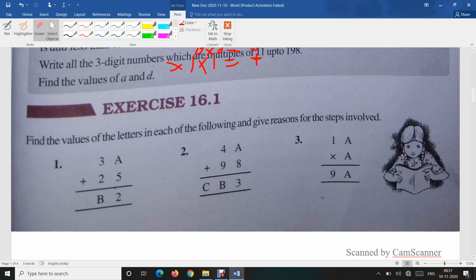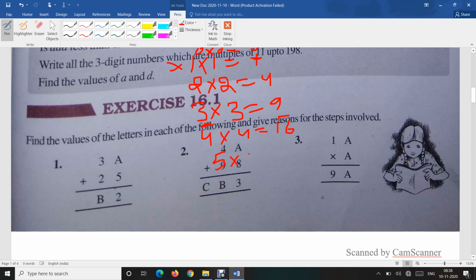Now this time you have to multiply the same numbers by itself so that you can get the result. 2 multiplied by 2 is 4. 3 multiplied by 3 is 9. Here you have 3, but here you have 9, but the result should be the same digit. 4 multiplied by 4 is equal to 16. 5 multiplied by 5 is equal to 25.